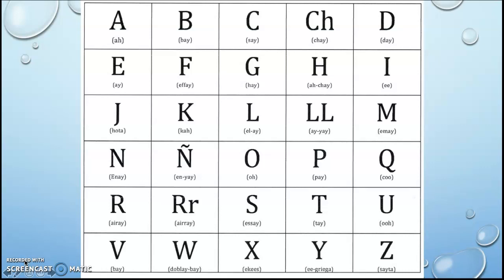So you'll notice, where are our 4 extra letters? So you'll see we have Ch, Ll, Ñ, and Rr, right? That double R. I'm sure you've heard of the rolling R's in Español. It is because of this right here, right? So there are 4 extra letters. So you could pause the video and try to practice the pronunciation yourself.